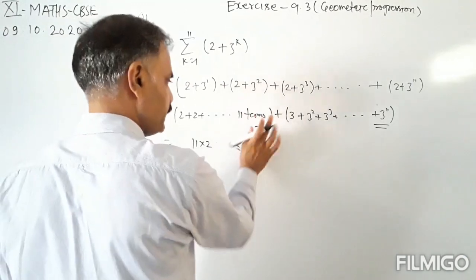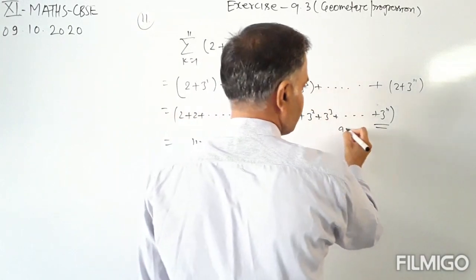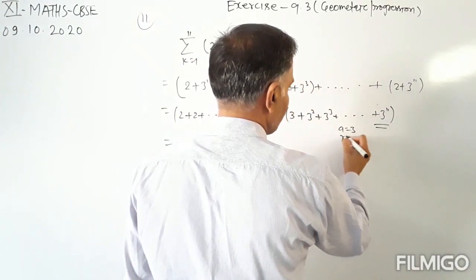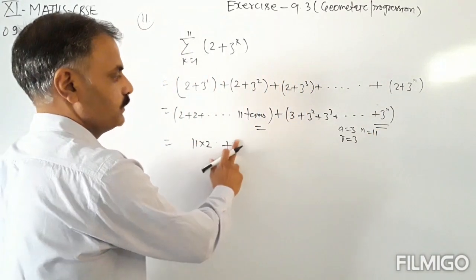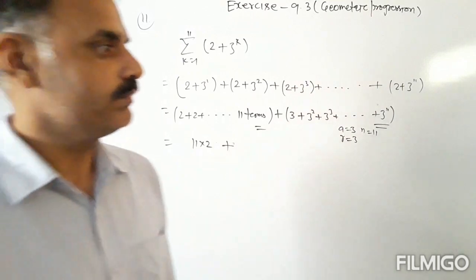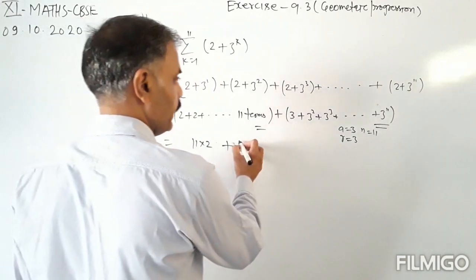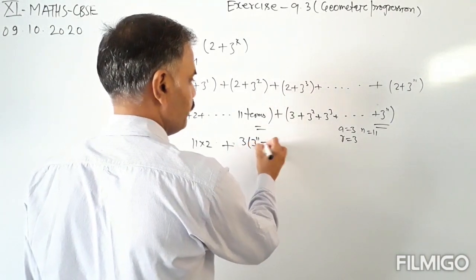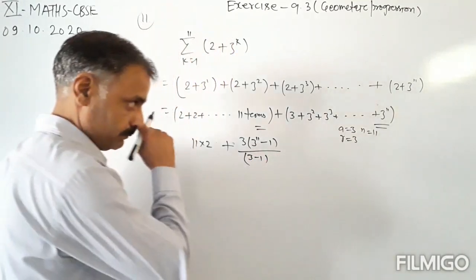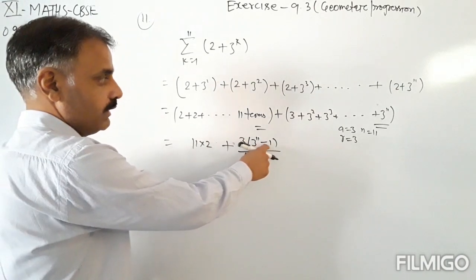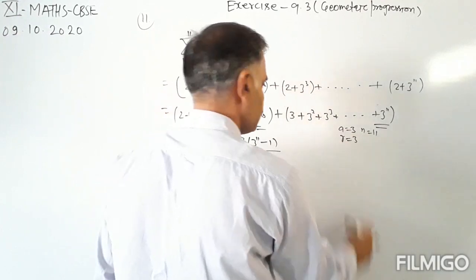The other part is a GP, geometric progression, where the first term is 3, the common ratio is also 3, and the number of terms is 11. So we find the sum using the sum of n terms of a geometric progression, which is a into r to the power n minus 1 upon r minus 1, with n equals 11, a equals 3, r equals 3.